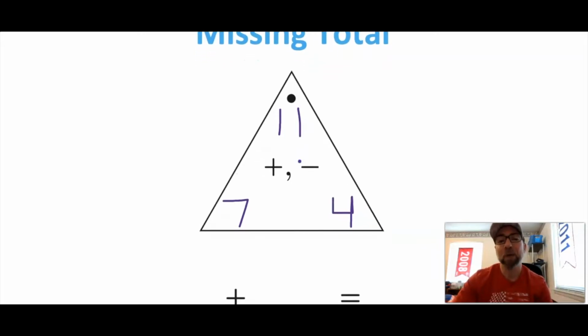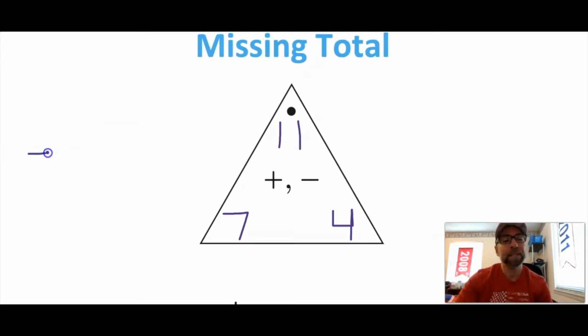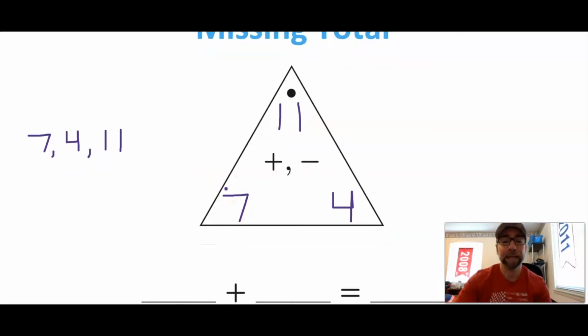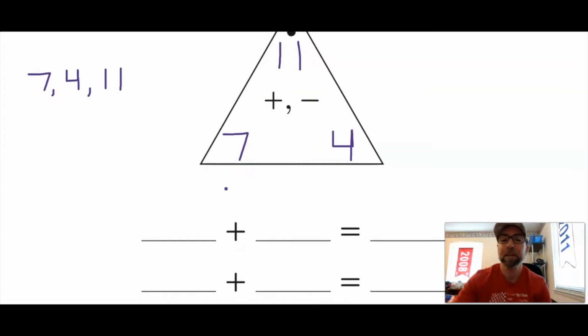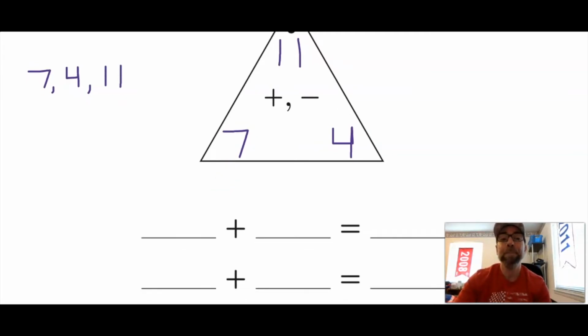Now, we have found three numbers. We found the numbers 7, 4, and 11. These three numbers make up a fact family. You might remember from the domino lesson that we can write 2 addition facts using those three numbers. Well, in addition, our biggest number goes last. So I know I have to look at my parts. 7 plus 4 equals 11. Let's write that on our sheet protector. 7 plus 4 equals 11.